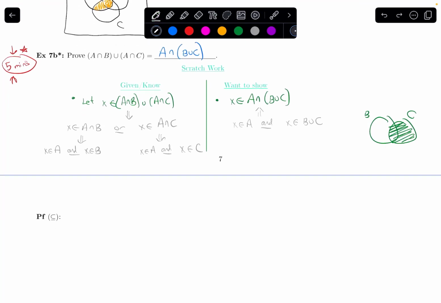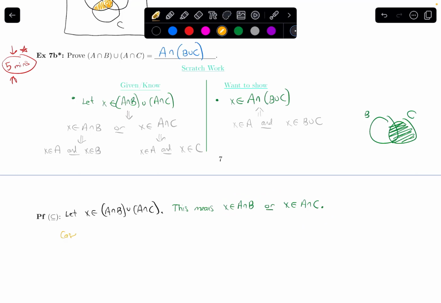All right, so I start off by writing down what we can assume is true. Let X be an element of the first set, A intersected with B union A intersected with C. Then we write down the definition of what that means. Well, if I'm in the union, this means either X is in the first part, A intersected with B, or X is in the second part, X is in A intersected with C. Well, okay, this gives me two cases to consider.